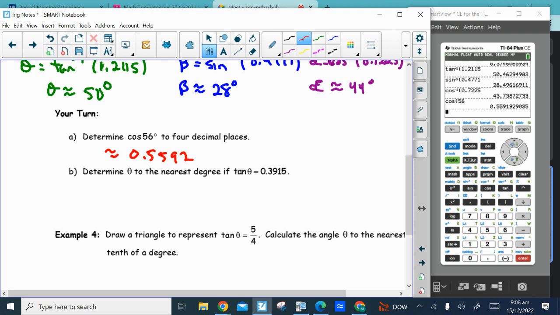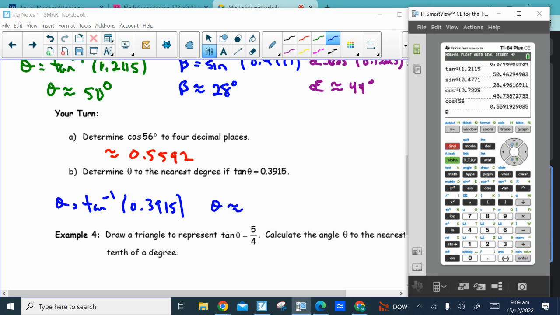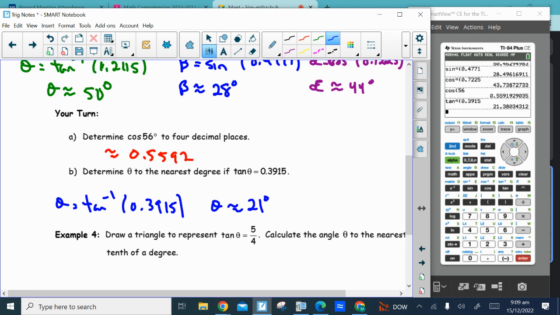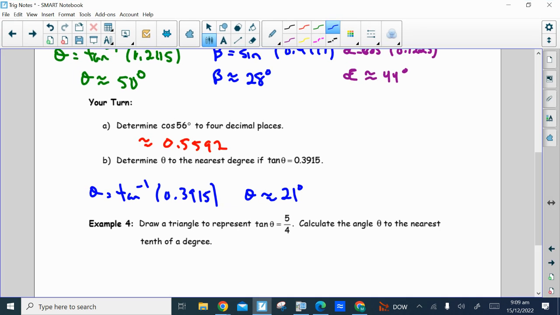0.5592. And part B says determine theta to the nearest degree. If the tan of theta is 0.3915, and we want to find out what theta is, we're going to have to go tan to the -1 of 0.3915. So second function tangent of 0.3915. Approximately 21 degrees to the nearest degree. Okay?